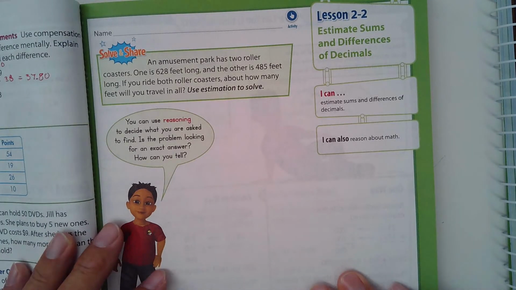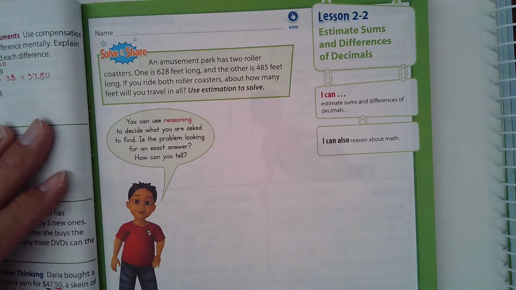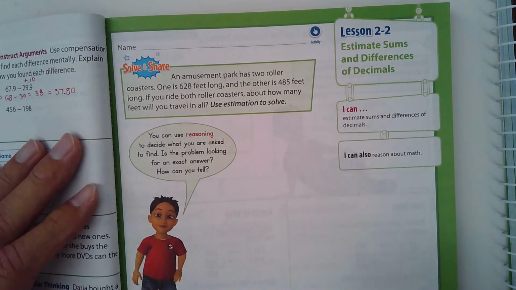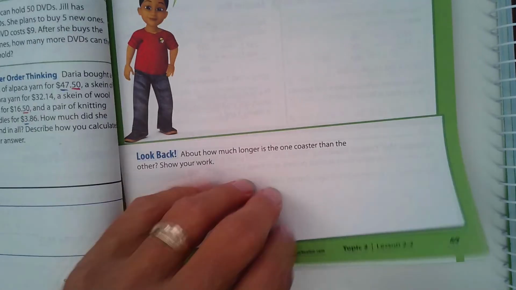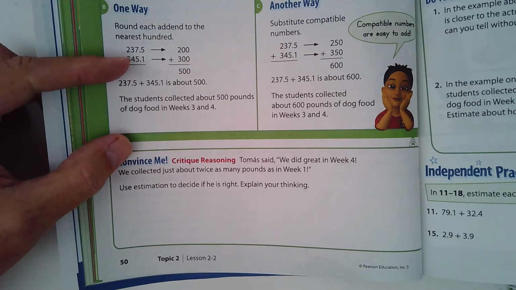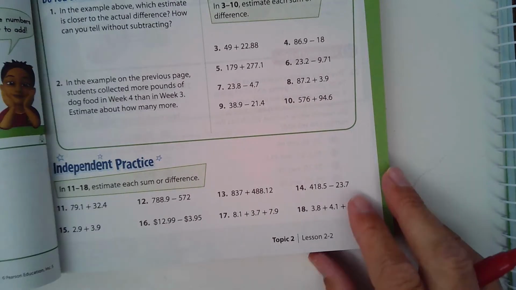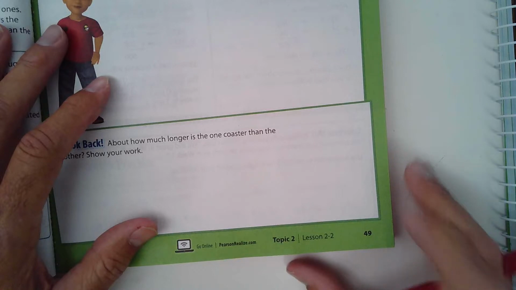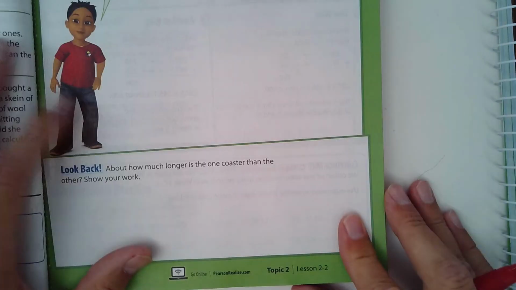Okay, fifth graders, I've got some math here for you guys to do. I want you to do page 49, 50. Oh, there's no talking in here, gentlemen, or you're out. And 51. So we're going to start with page 49.